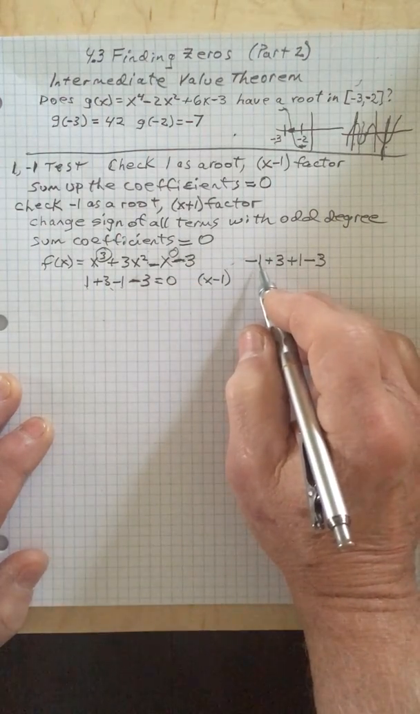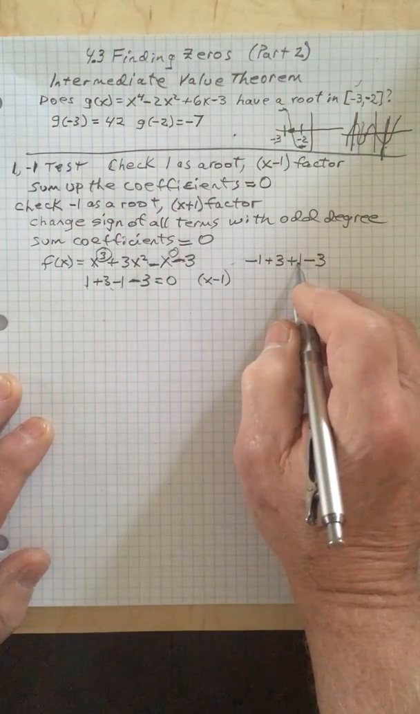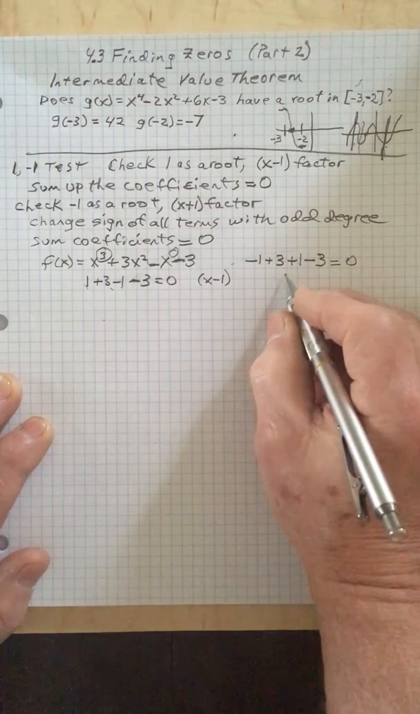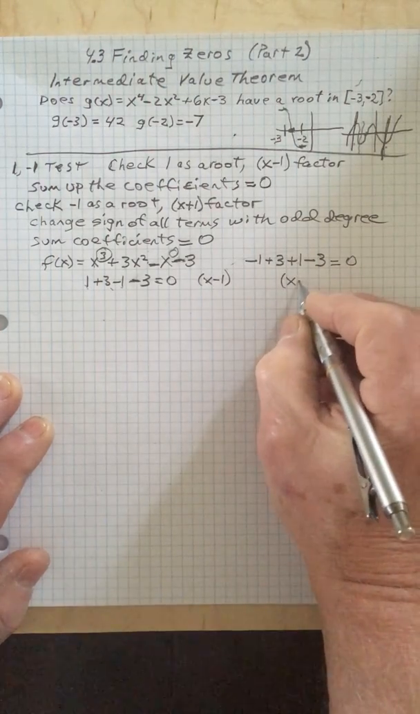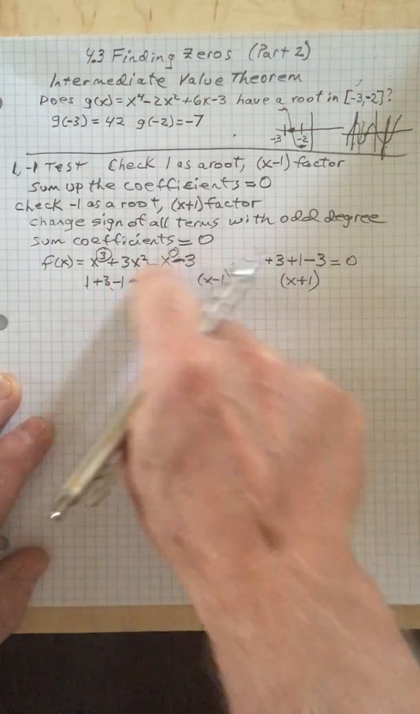You just leave it whatever it is. This time we have 3 minus 1 is 2. 2 plus 1 is 3. 3 minus 3 is 0. So that also means minus 1 is a root. So I just picked up 2 factors.